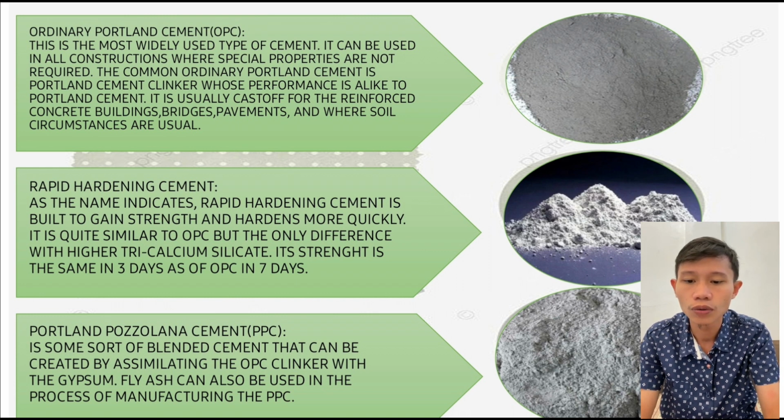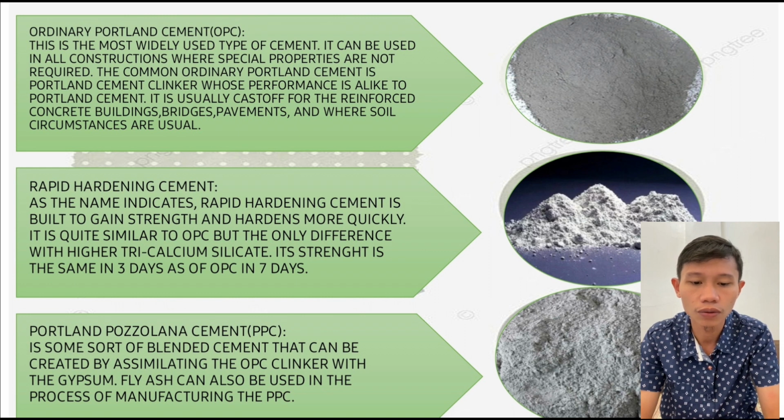This is the most widely used type of cement because it can be used in all construction such as concrete buildings, bridges, and others. OPC consists of tricalcium silicate or C3S, dicalcium silicate or C2S, tricalcium aluminate or C3A, and tetracalcium aluminoferrite or C4AF. The second type of cement is the rapid hardening cement or RHC.